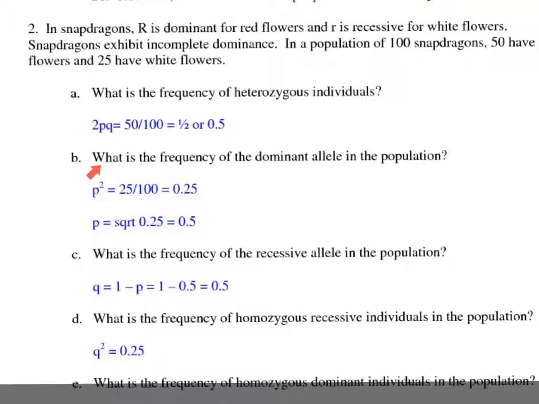What is the frequency of the dominant allele? Well, p squared would be 25 divided by 100, which would be 0.25. We take the square root of 0.25, and so p would be 0.5. What is the frequency of the recessive allele? q would equal 1 minus p, or 1 minus 0.5, which would be 0.5. What is the frequency of the homozygous recessive individual? We take our 0.5, square it to get q squared, and we would have 0.25 as our answer.